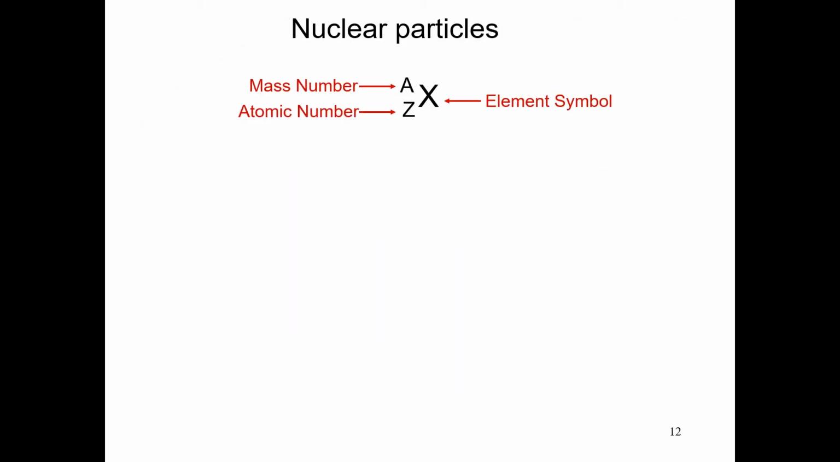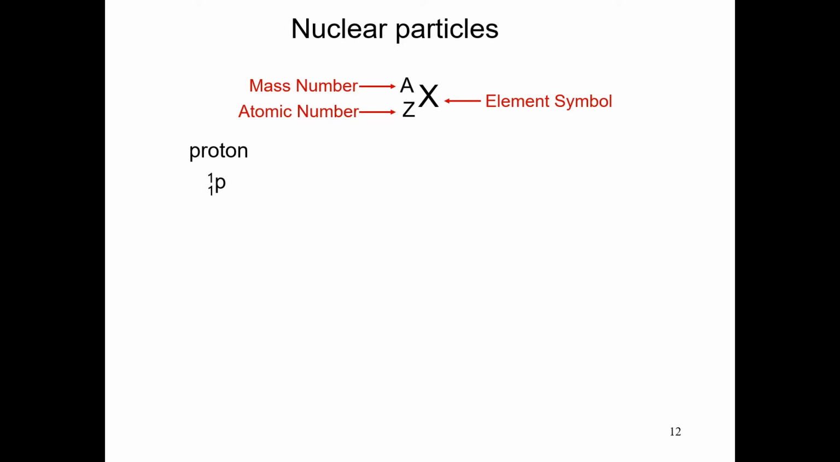Okay, so this is, again, the type of symbols that we used to represent isotopes in Chem 1A. In order to describe these nuclear particles, these different nuclides and nucleons, we're going to use the same symbol, maybe tweaking a little bit the meaning of these different numbers.